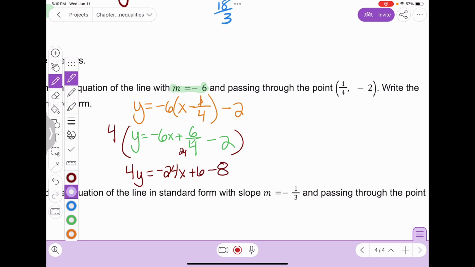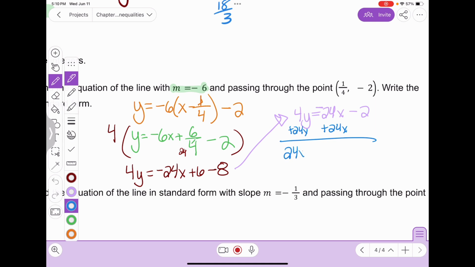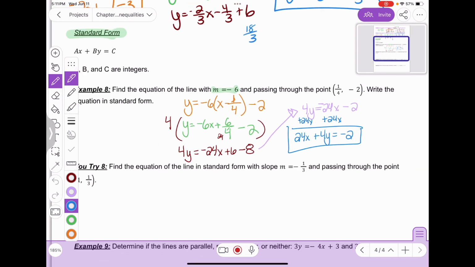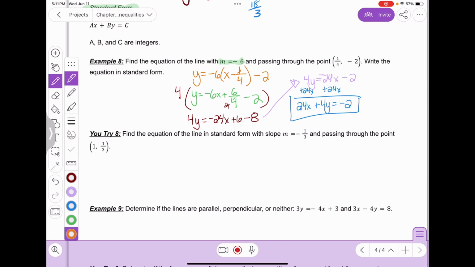Now I have no more fractions. I can combine like terms. So 6 minus 8 is negative 2. And then I just want to get the x on the other side. So I would add 24x to both sides. So I have 24x plus 4y equals negative 2. And that is standard form. There you go. All right, so why don't you try it? Pause the video.